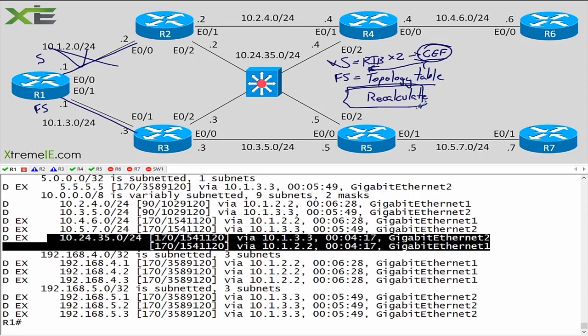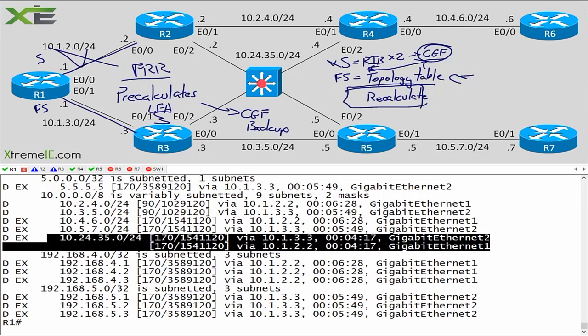What fast reroute does, fast reroute pre-calculates. And this is what we call an LFA, or loop-free alternative. So what it does is it goes in and pre-calculates that feasible successor, and it actually populates it into the CEF table as a backup route. So now it's not just living in the topology table, it actually ends up in our CEF table ready to go. The minute we lose an adjacency, boom, we can just go ahead and start using that backup route because it's already there in the CEF table, right?